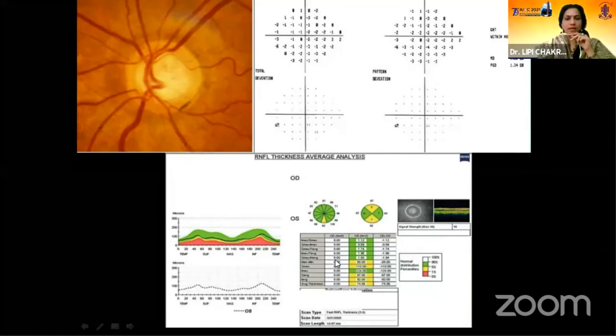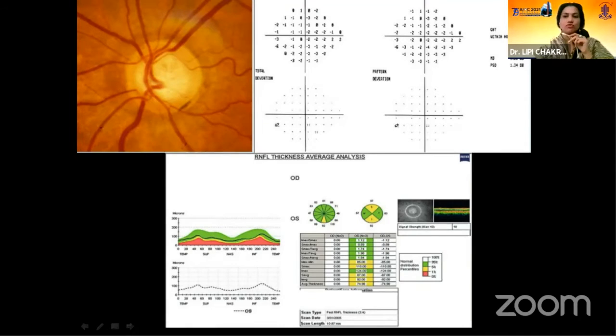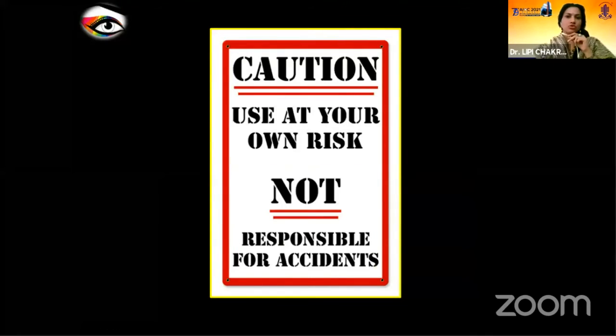SAP is normal. When we see OCT, we are finding some yellow on here, and also the RNFL graph curve is not really into the green, it's going towards yellow. So again, we need to be cautious with this. So this is the use of OCT. Again, we have to have some caution in using any machine, including OCT.